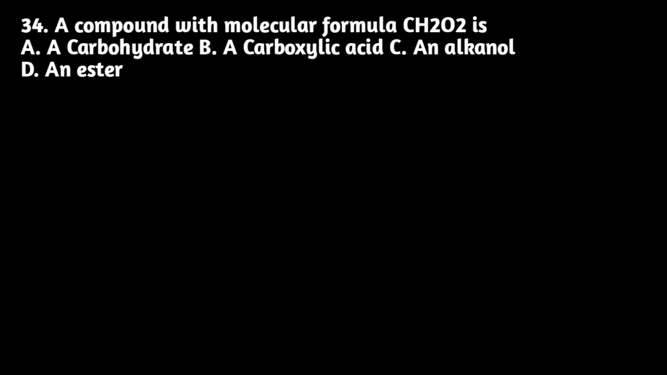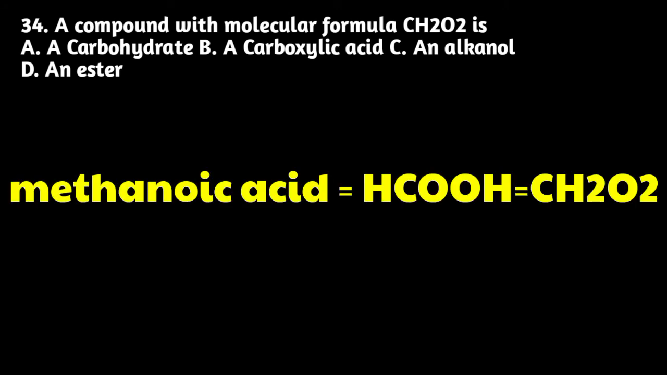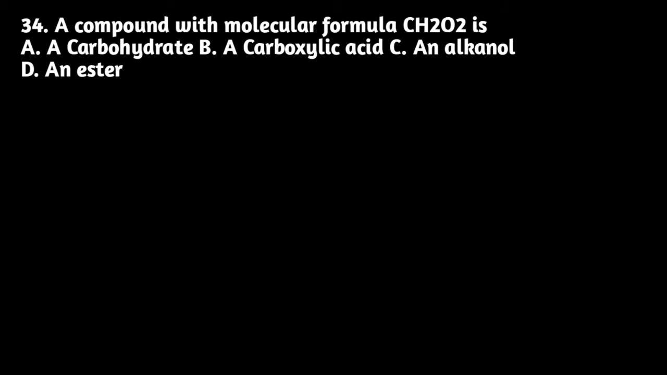An alkanol is supposed to have at least 2 carbon, for us to have two O bonds. That is, we must have at least two carbon to have two oxygen bonding. But here we only have one carbon, therefore we cannot make use of it as an alkanol. And an ester must have at least two carbon. Therefore, option B is the correct option.